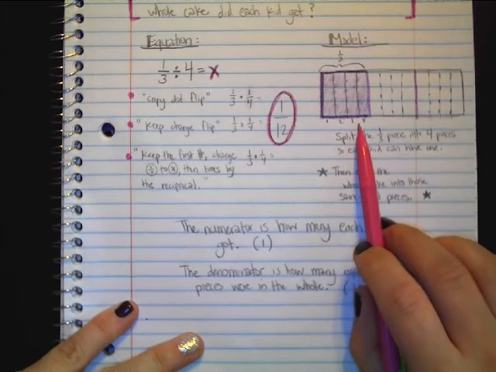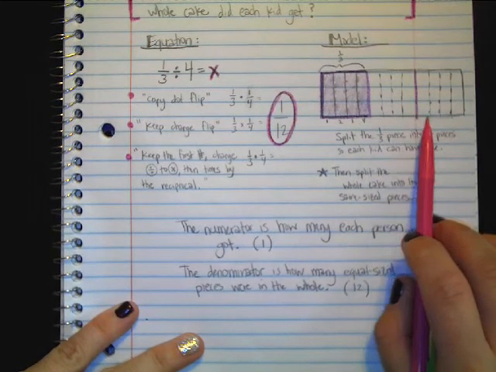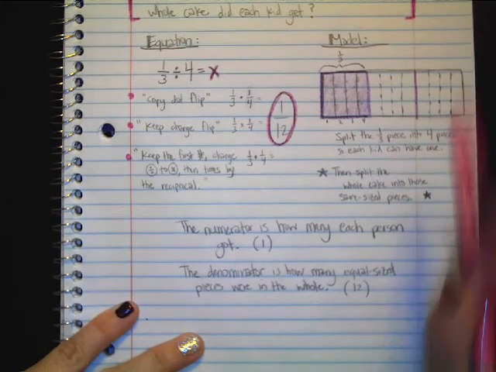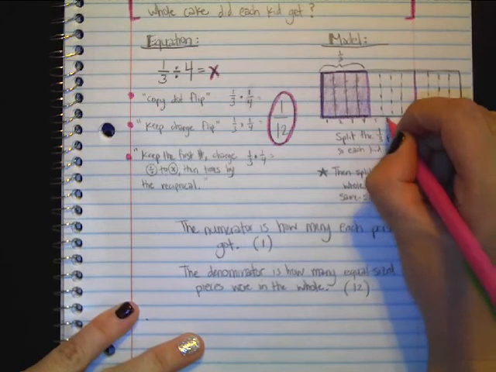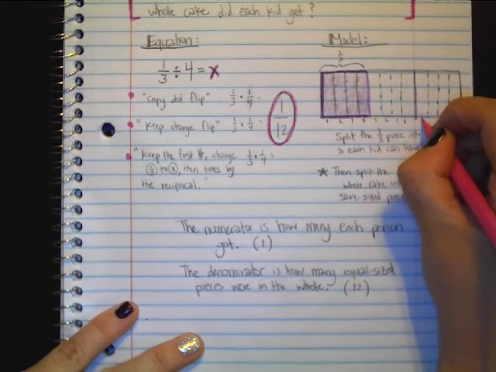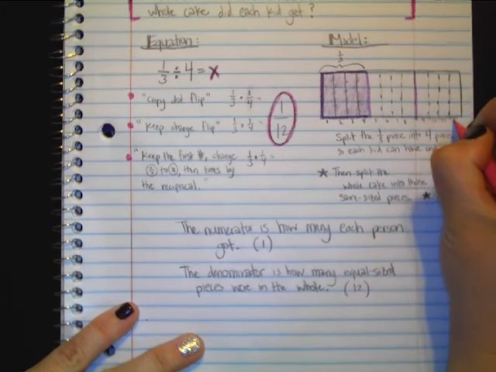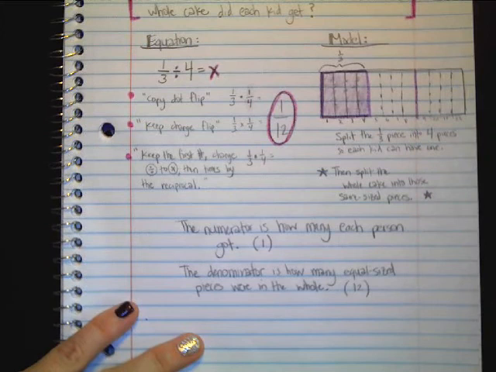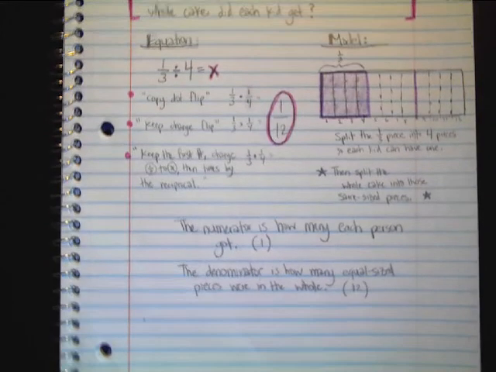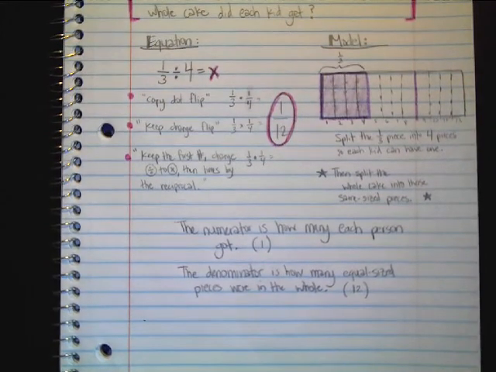Not in the purple part, but in the whole cake. There were 12. Because this is 4, this would be 4, and that would be 4 as well. So if we want to number them, we can. So there would be 12. So your final answer is 1/12.